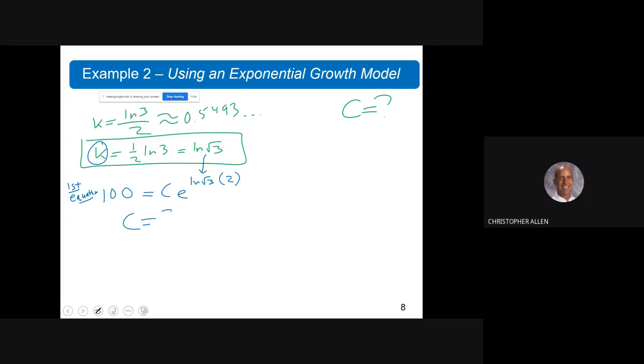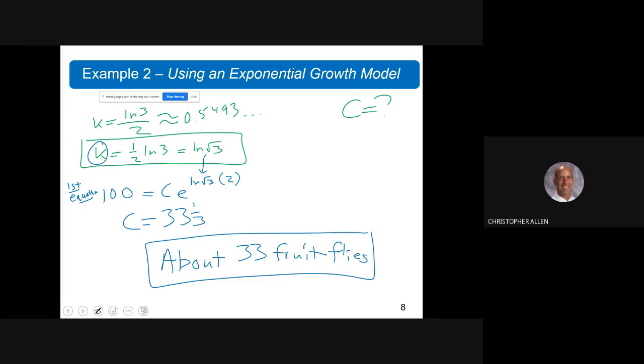And C is going to be 33 and 1/3. I'm cheating here a little bit. I already did the problem. So the answer is about 33 and 1/3. We'll just round that to 33 fruit flies.